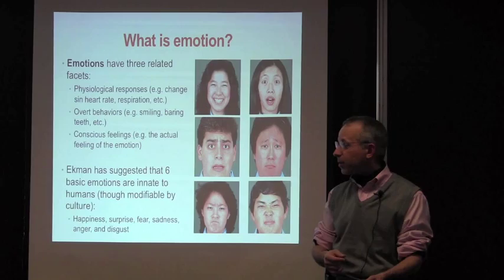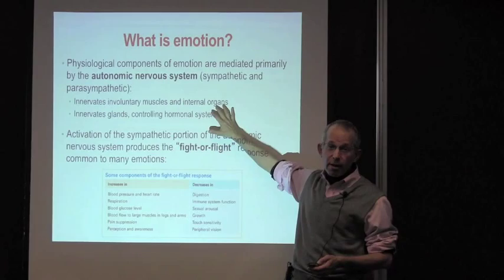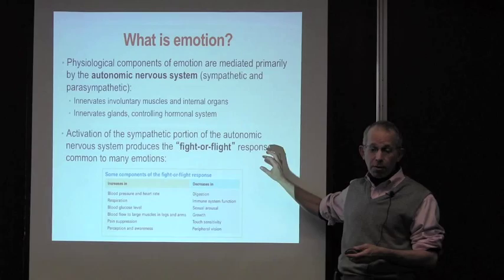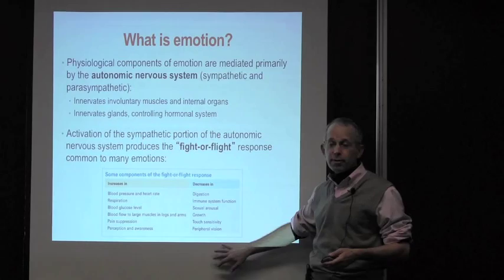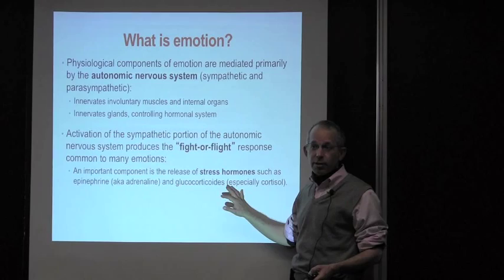Okay. The physiological components are mediated primarily by the autonomic nervous system, called the sympathetic and parasympathetic. These innervate the involuntary muscles and the internal organs and the glands and the hormonal system. The sympathetic portion of the response produces what's often called the fight or flight response, in which you see increases in blood pressure, respiration, glucose, decreases in digestion, arousal, etc. So there's a whole stress response, which we see here. An important component is the release of stress hormones, which are critically involved in all of this emotional responding.